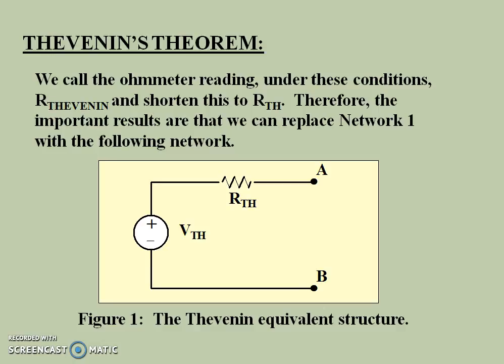Now this is a typical Thevenin equivalent circuit. Here we can see that the Thevenin voltage and Thevenin resistance are connected in series, and across the load terminal AB we have to connect the load.